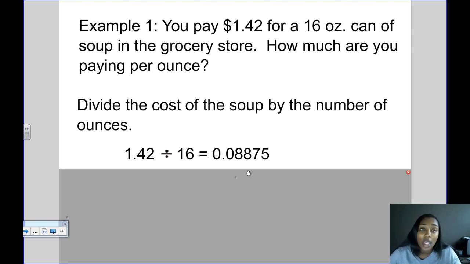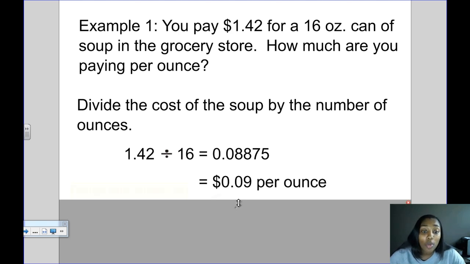But because this is an example about money, how much you're going to be paying, we've got to show this as dollars and cents. And we know that when we show money, we're only going to have 2 places after the decimal. So our answer is only going to go to the 100th place, so we are going to have to round. After we round, the 8 is going to tell the other 8 to go up. So that means we're going to pay 9 cents per ounce. For every ounce of soup in that can, we're paying 9 cents. So the unit rate is 9 cents per ounce. And remember, this is the unit rate because it's telling us how much we're paying for just 1 of something.